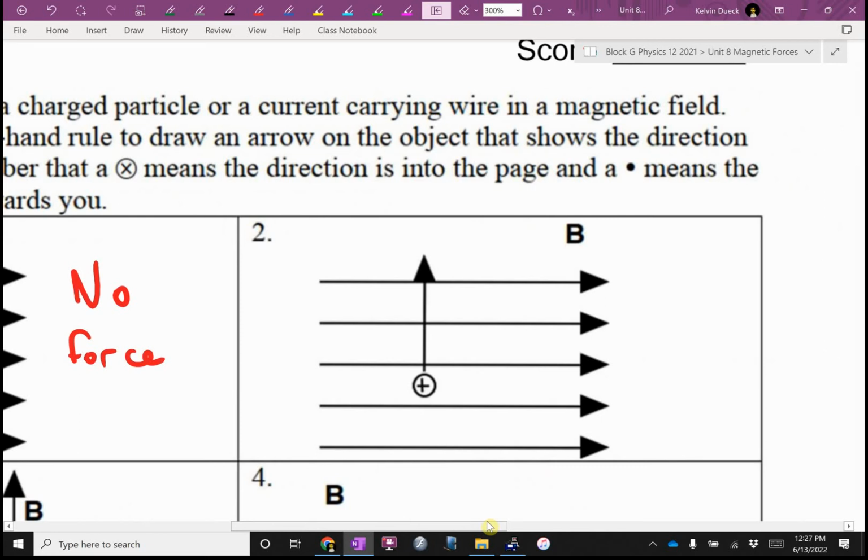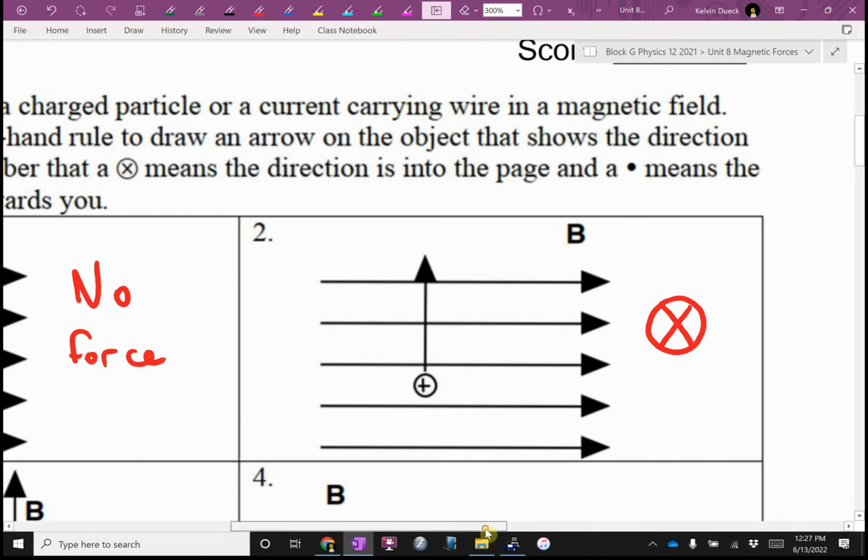Zach, what direction is the magnetic field? Pointing to your right. So everybody, your thumb should point up, your fingers point right. What direction is the force then? Into the page. So you could write into the page, or because I'm lazy, I'm going to use the abbreviation. Remember, that's meant to be the tail feathers of an arrow retreating away from us. So that's how you can remember it. One mark.